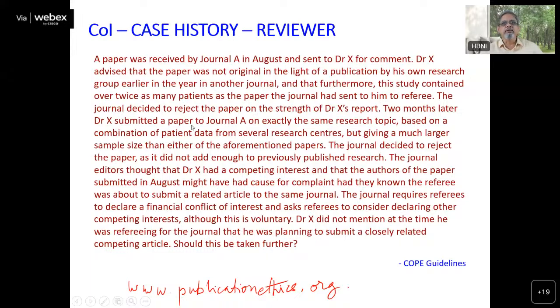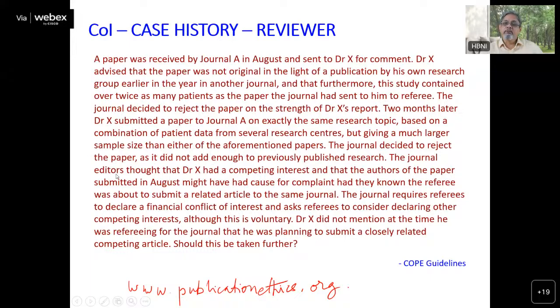X, the reviewer, submitted a paper to the same journal on exactly the same research topic, based on a combination of patient data from several research centers, but giving a much larger sample size than either of the aforementioned papers. So what has happened here? So the journal decided to reject the paper as it did not add enough to the previously published research.